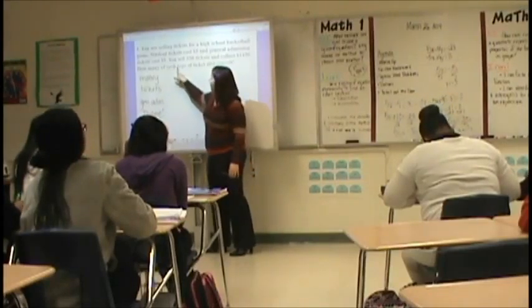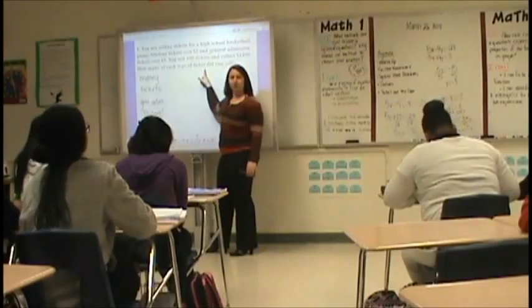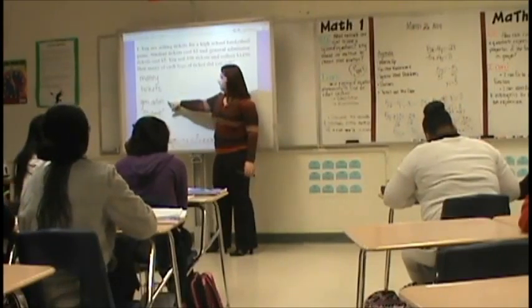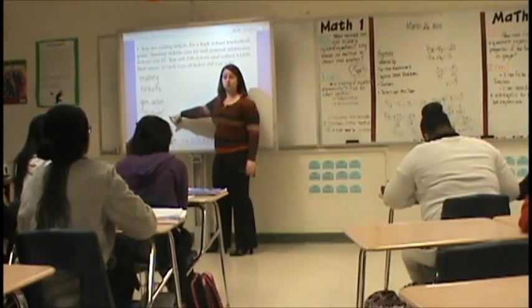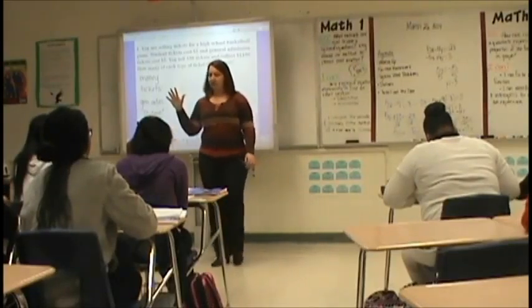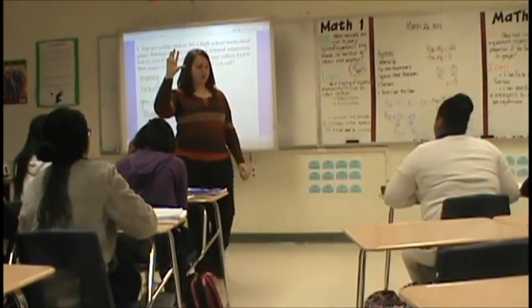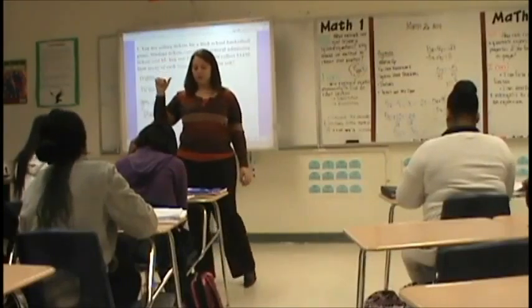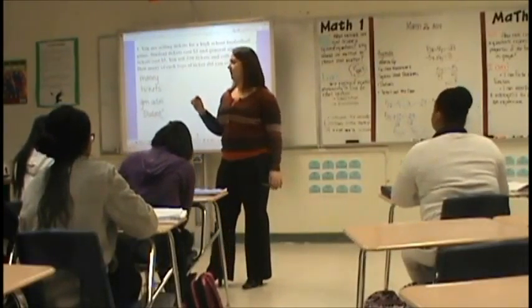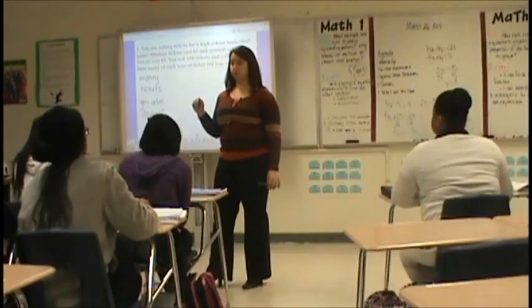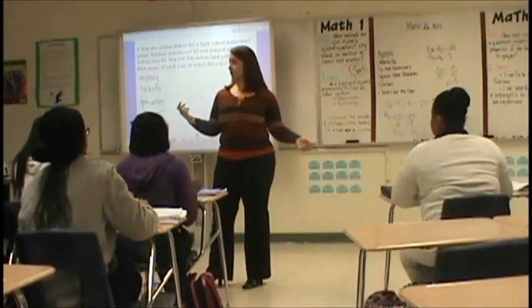It's asking for each type of ticket. What are my two types of tickets? General admission and students. You guys see how on the side there's kind of like a graphic organizer? Underneath the first part it says to define the variables, right? What variables should we use? X and Y.